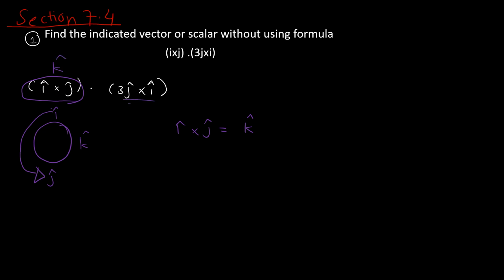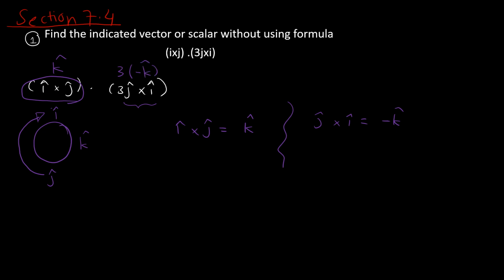Now we need to find the answer to this one. First we need to find j hat times i hat. Now we're going in the clockwise direction. J hat times i hat leads to k hat, but since we're going in the clockwise direction, it needs to be a negative. So j hat times i hat gives negative k hat. So there we have 3 times negative k hat.